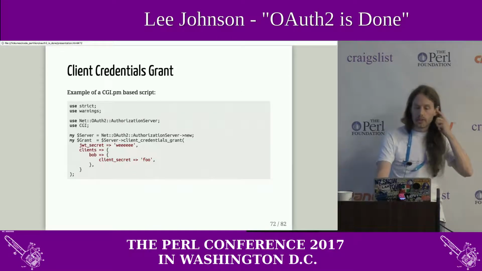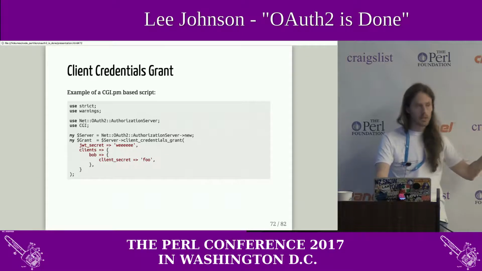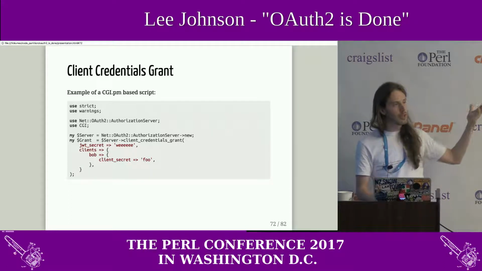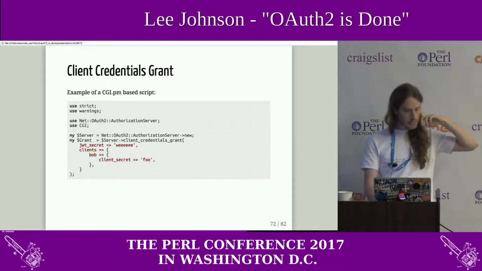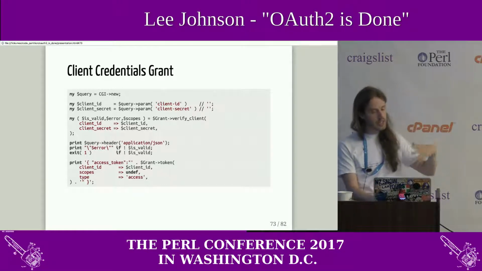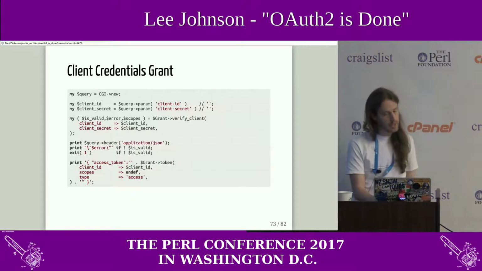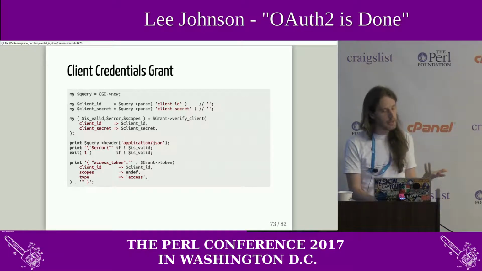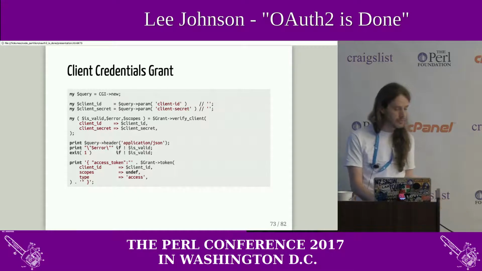And the example I have here is a CGI.pm based script. Please don't use CGI.pm, but I'm just showing that you can actually use this kind of thing from older frameworks if you really need to. So again, we're just passing a config of known clients and their secrets. And when we actually get the input from the user, we're getting the client ID and the secret from the query params, calling a method verify client on the server. If everything's good, we return an access token.